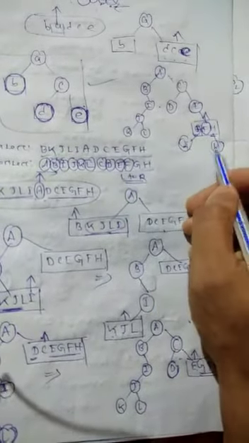So this is the final tree. This is the final result of your tree. So this is your discussion: if two traversals are given, either in-order and pre-order or in-order and post-order, you have to construct the binary tree.